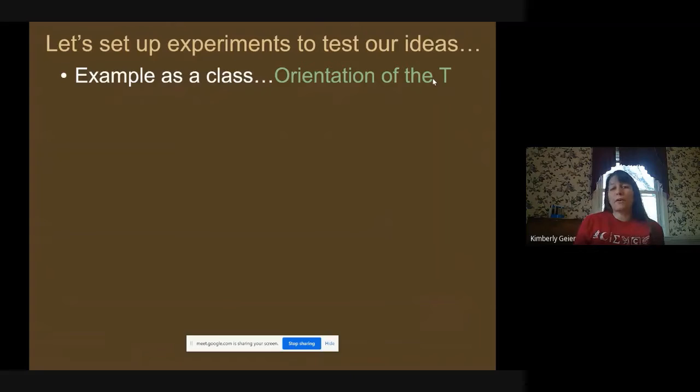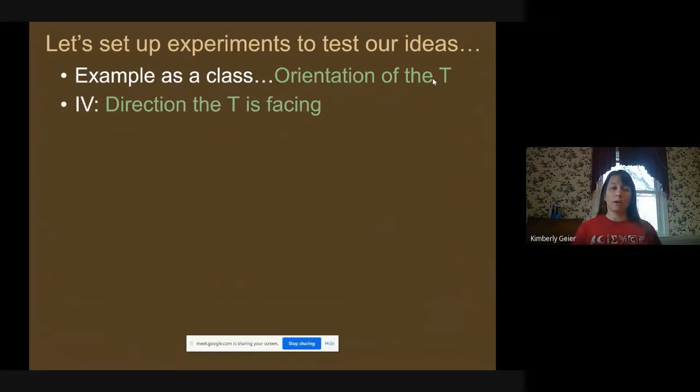So I'm just picking that very first one as our example here as a class: the orientation of the T. Does it make a difference if the T is upright or to the side or upside down or the other way? So that's what I mean by orientation. The independent variable is going to be the direction the T is facing. That's what I can change.